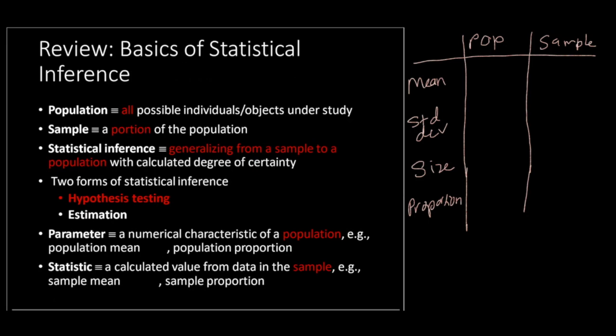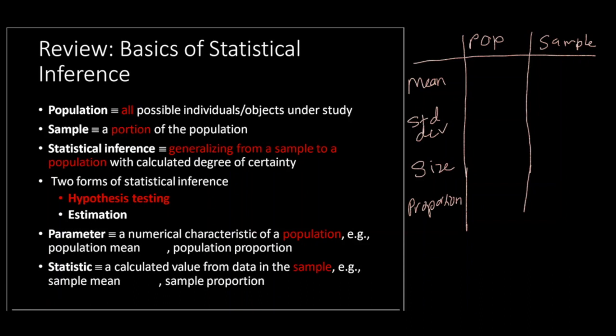So what is population again? All possible individuals or objects under study. Everything that you are interested to study about. And sample is simply a part of population. And I think you remember that statistical inference would be when you generalize anything that you get from your sample to your population with some degree of certainty.